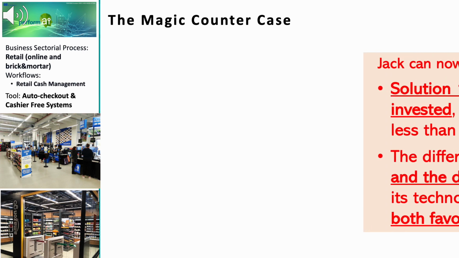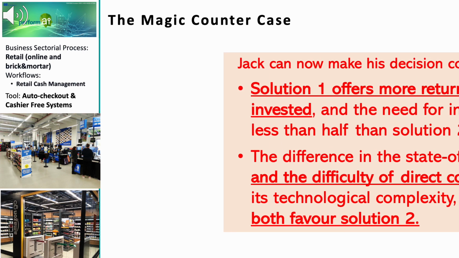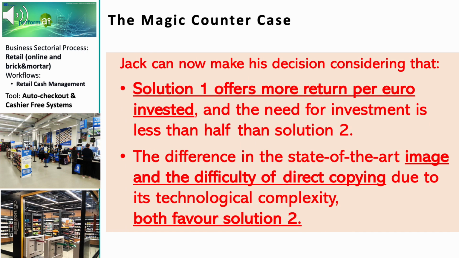Jack can now make his decision considering that, first, Solution 1 offers more return per euro invested, and the need for investment is less than half than Solution 2. And second, the difference in the state-of-the-art image and the difficulty of direct copying due to its technological complexity both favor Solution 2.